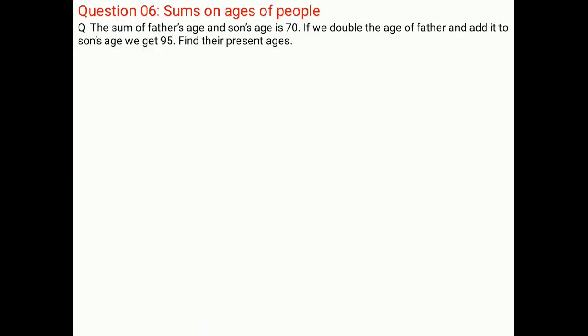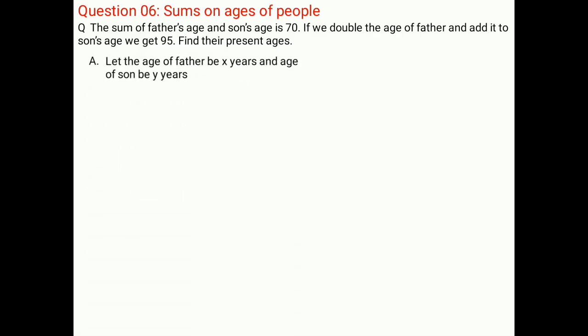Now let's move on to a different type of sum. This is sum on ages of people. The question reads that the sum of father's age and son's age is 70. If we double the age of father and add it to son's age, we get 95. Find their present ages.